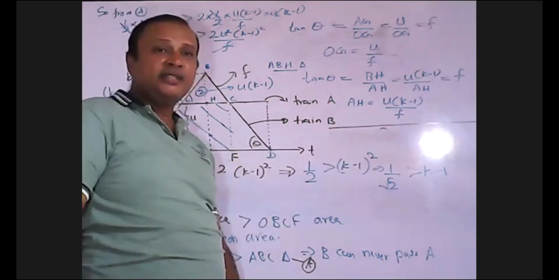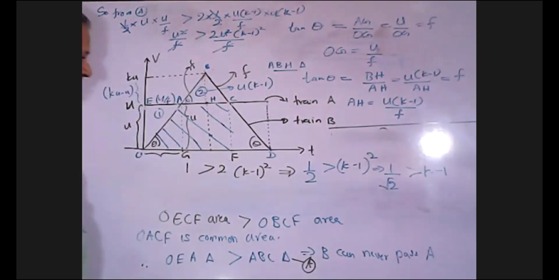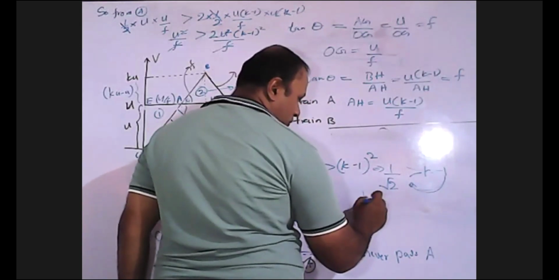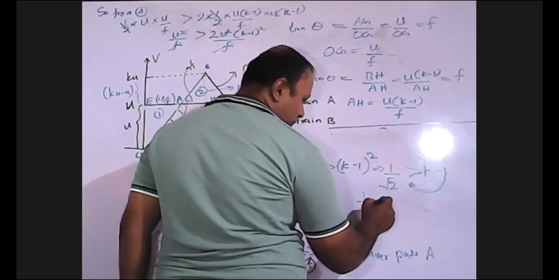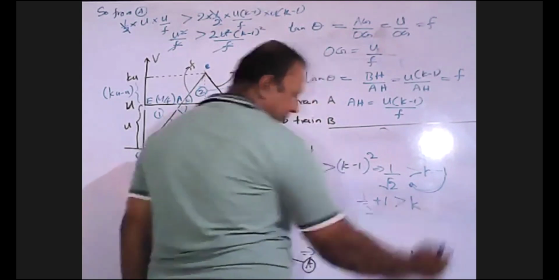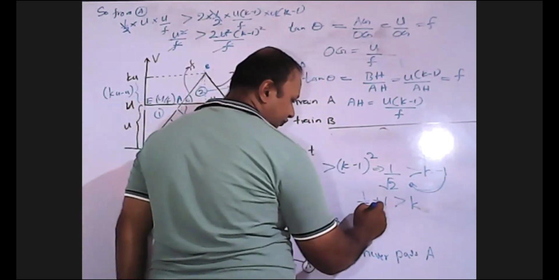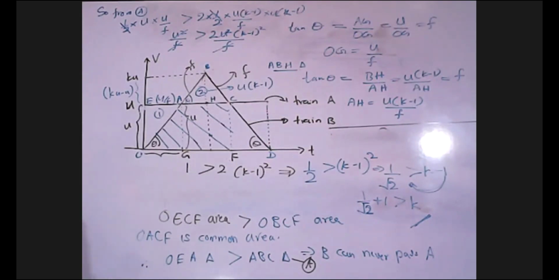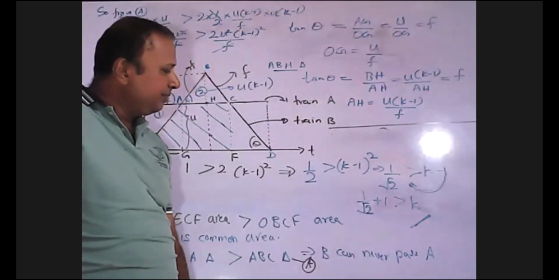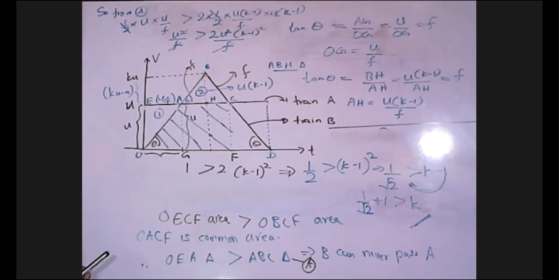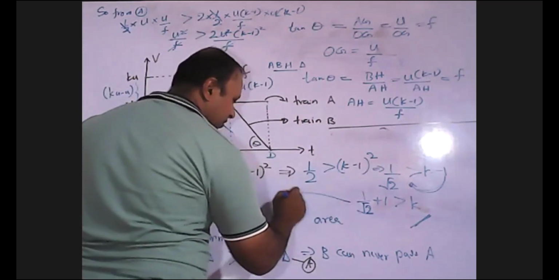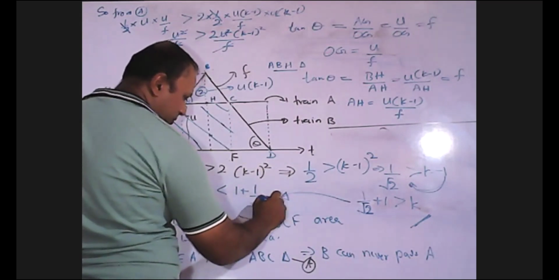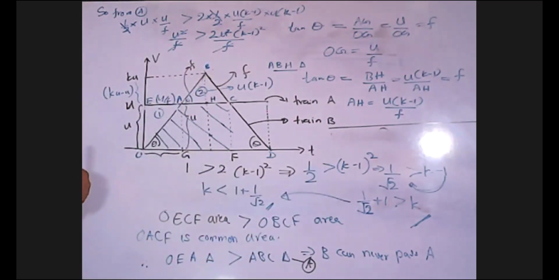Then you can add 1 to both sides. 1 over root 2 plus 1 is greater than K. That is the answer, no? K is smaller than 1 plus 1 over root 2.